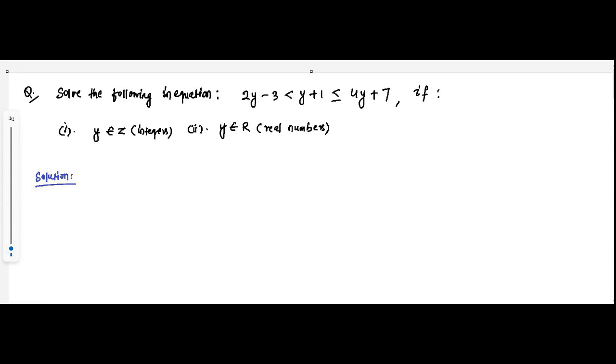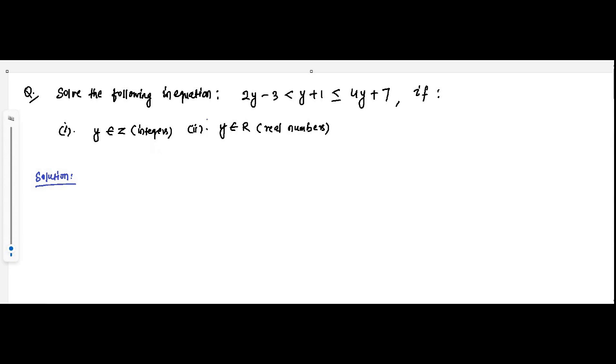And there are two conditions. In the first condition, the first bit, we have y belonging to this set of integers Z. So that is the replacement set. And in the second case, y belongs to R, the set of real numbers. So we will solve it.